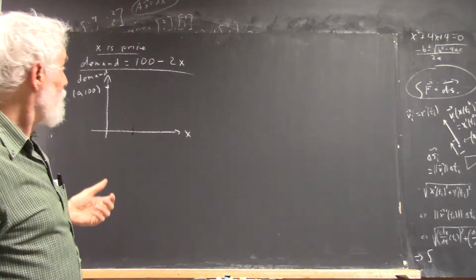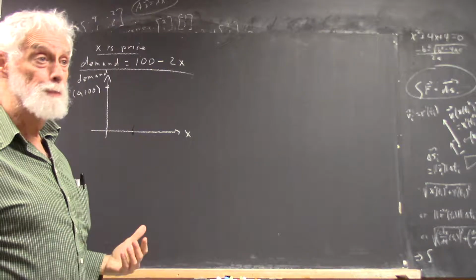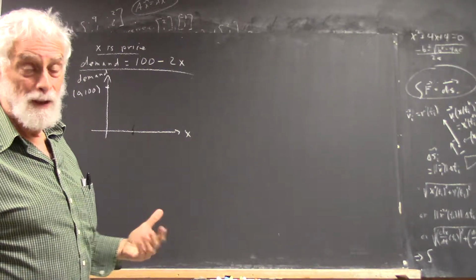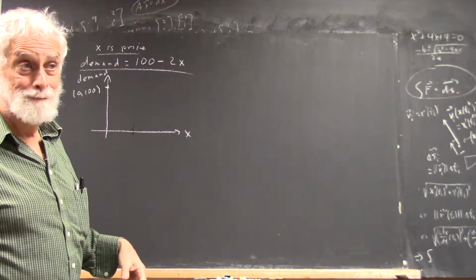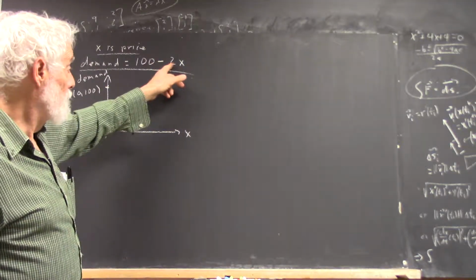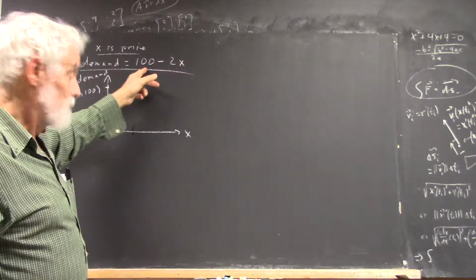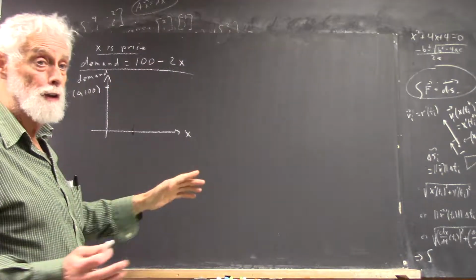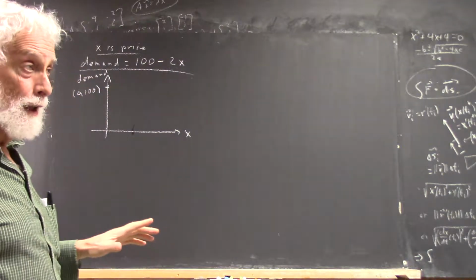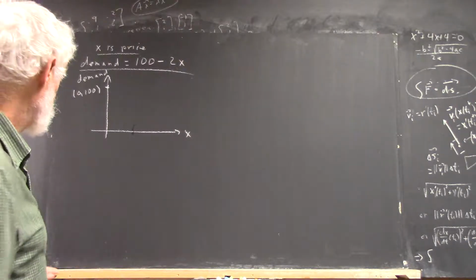Okay? Now, this is a linear function. It's like an mx plus b, right? And what's m? Negative 2. So what's it? It's what you multiply by x, which would be negative 2. And b is 100. Okay? Now this is all stuff that I kind of assume you've seen. So I'm going over it fairly quickly.